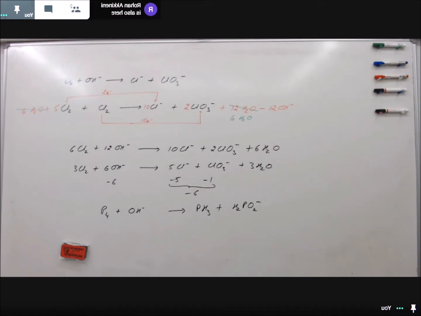So this is an acidic reaction, right? Basic. It's OH minus written there.